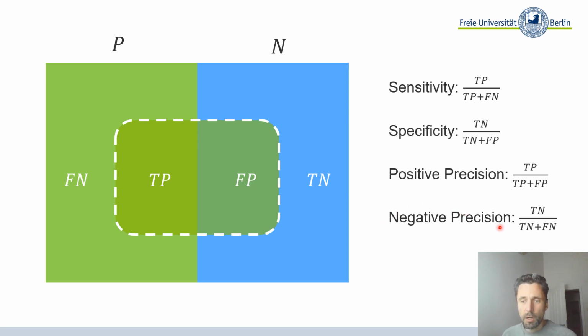And the negative precision now is again a little the contrast to this. So we only look at the negative predictions, so the true negative predictions and the false negative predictions. So if our model would try to optimize negative precision, it would need to cover again most of P with its predictions. So there's no false negatives. Yeah?